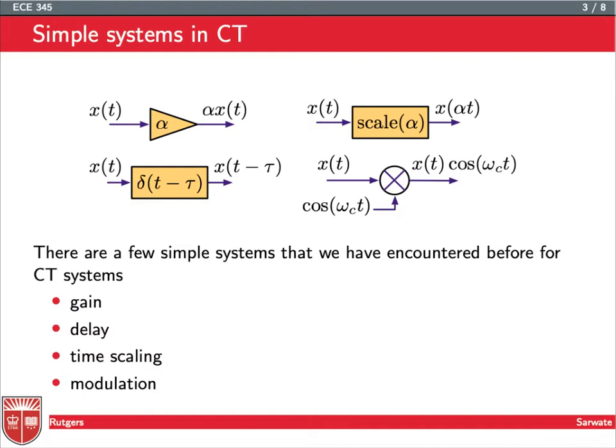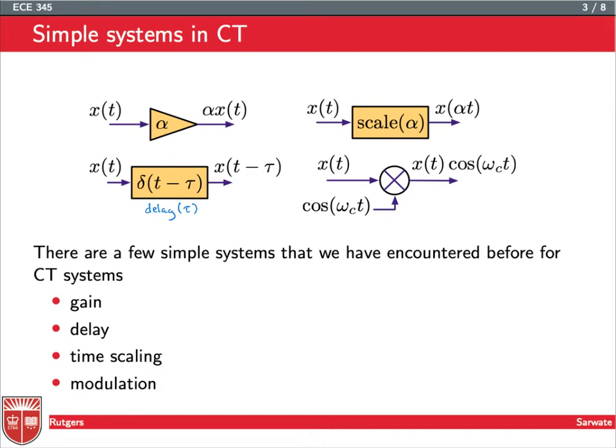So we've seen a few simple systems before in this class. We've seen a simple gain, which we indicate with a triangle with an alpha in it, and so that just means take x of t and multiply it by alpha. We've also seen a delay, and I write delays as delta of t minus tau, and that's because when we study linear and time invariant systems, we'll see that that's the important way to do it. We could just think of this as a delay of tau, though, if you want to write it that way.